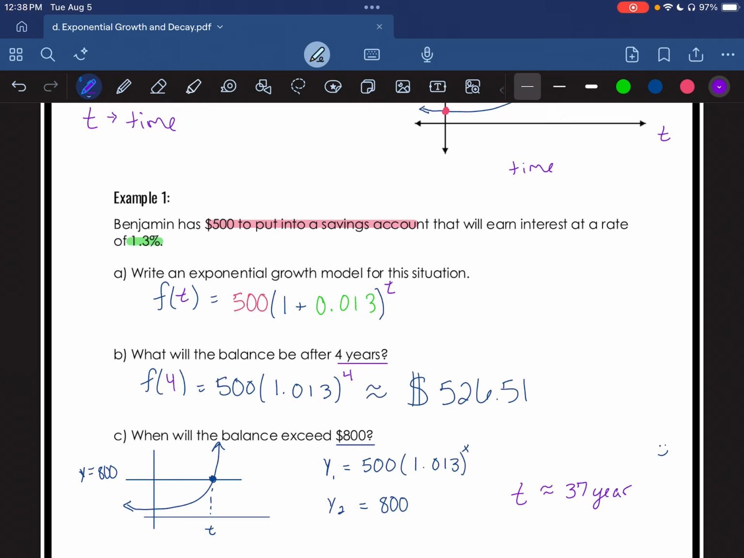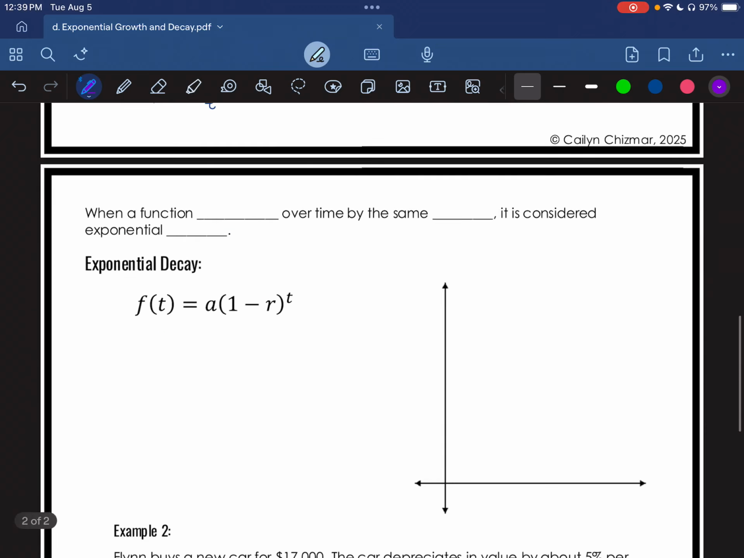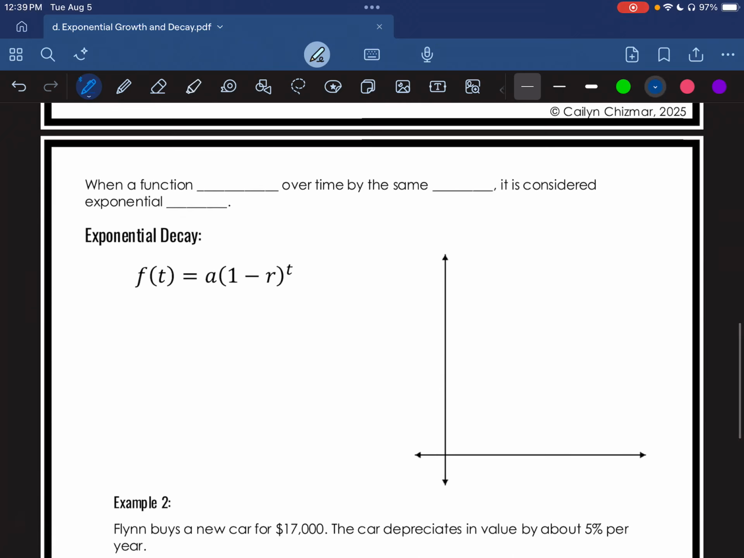Awesome. Well, just like things in life can grow exponentially, things can also decay exponentially. So let's look at that. When a function decreases over time by the same factor, again, we're multiplying, it's considered exponential decay.